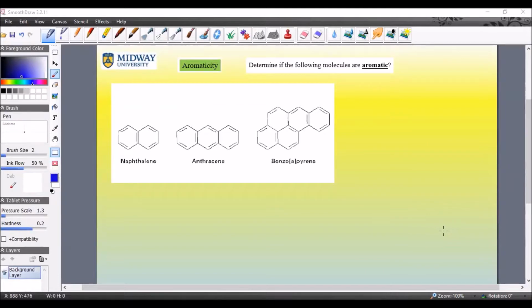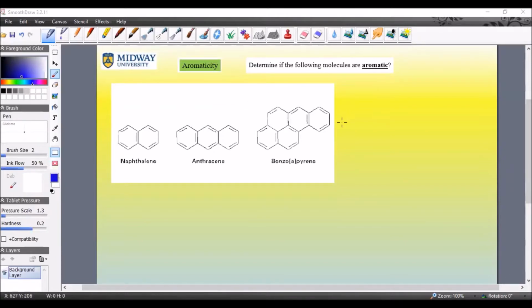Welcome back. Now we're going to look at the concept of aromaticity using all three criteria for all three of these molecules shown on the screen. I apologize for the quality of the molecule itself. For some reason, it looked much better on the screen when I constructed it than when I transferred it onto the screen capture. So the question says, determine if the molecules are aromatic or not.